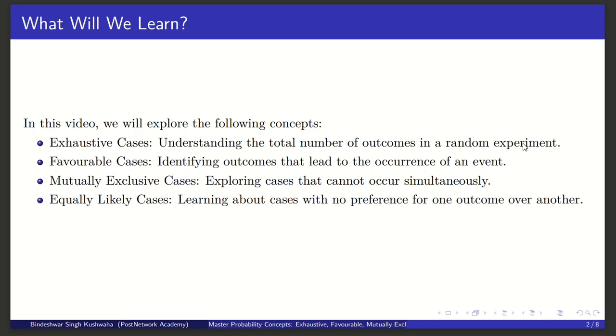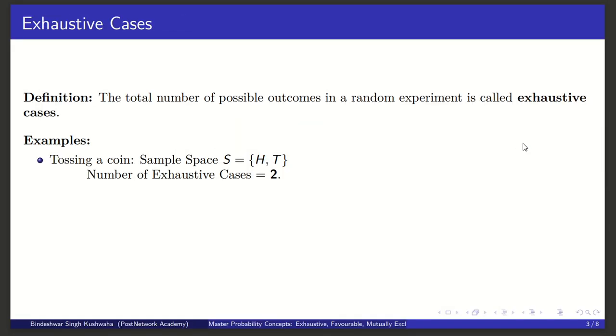Fourth one, equally likely cases. We will learn about the cases which have no preference for one outcome over others. That means one outcome has no preference over the other. So they are called equally likely cases. So let's see. Let us see about exhaustive cases.